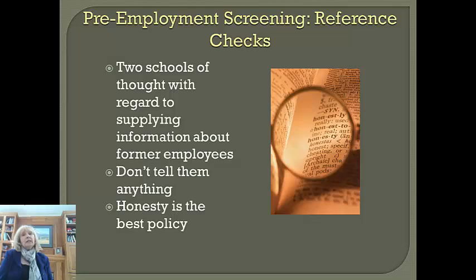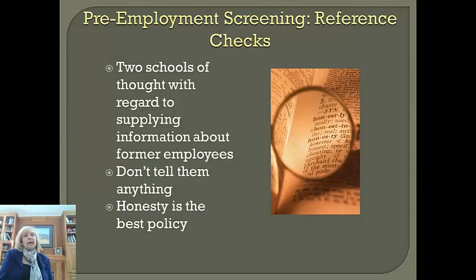There are two schools of thought in references. One is just don't tell them anything, name, rank, and serial number, and then you don't have to worry about it. However, in a minute, we'll talk about a backlash on that, which you do have to be careful about. My thought is that honesty is the best policy.